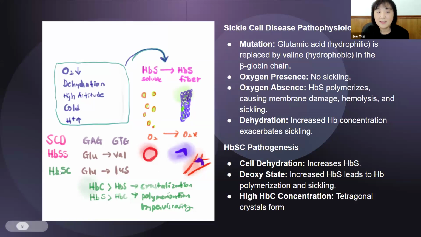And in hemoglobin SC, it is not valine, it is lysine. When dehydrated, with a lot of hemoglobin C, it causes crystallization. When you have crystallization, it can cause hyperviscosity. And then in a dehydrated or deoxygenated state, it increases the proportion of hemoglobin S. So it can also cause polymerization, hemolysis, and sickling. So when you have this kind of thing, what kind of symptoms can you have?